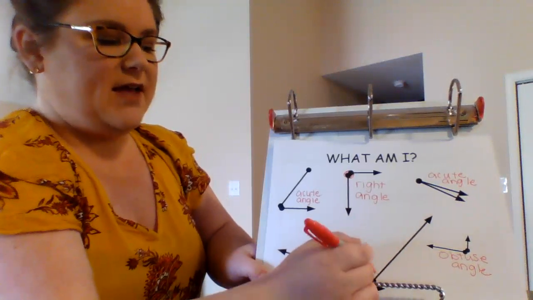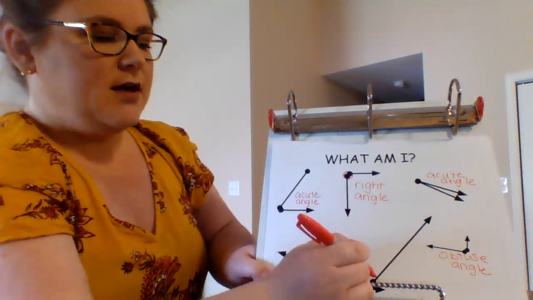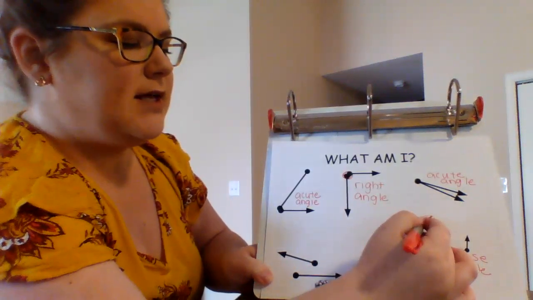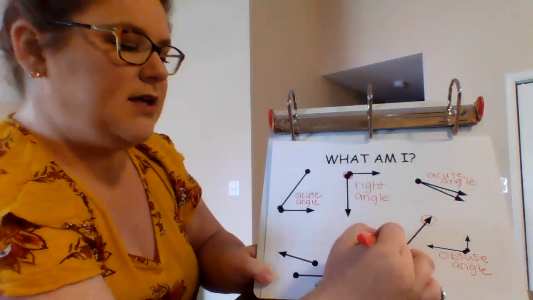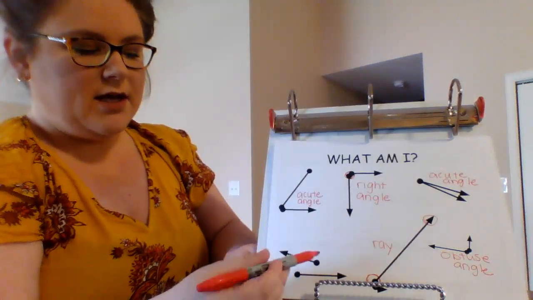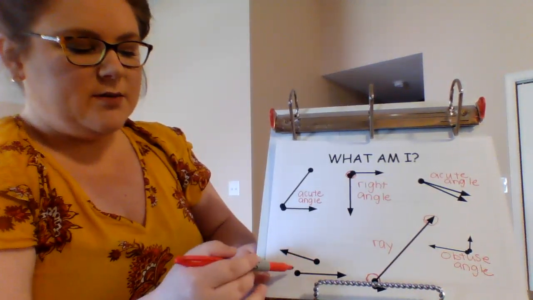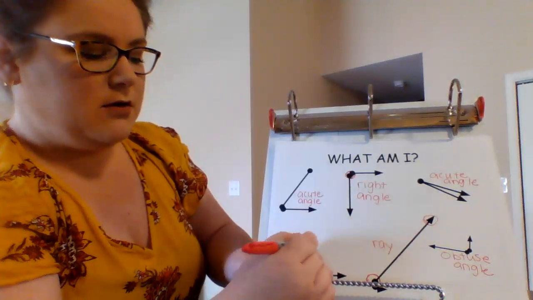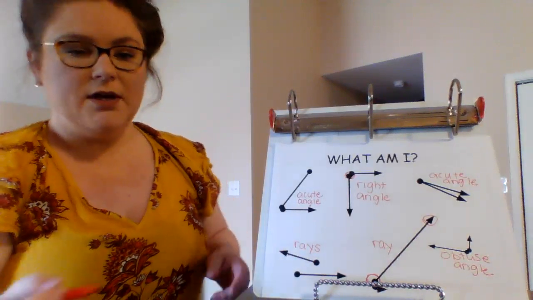Here I just have a diagonal line, well, not a line, a diagonal ray that has an endpoint and an arrow. So this is a diagonal ray. And then here again, I have these examples down here. They have one endpoint and one arrow, so both of these are rays. Okay?